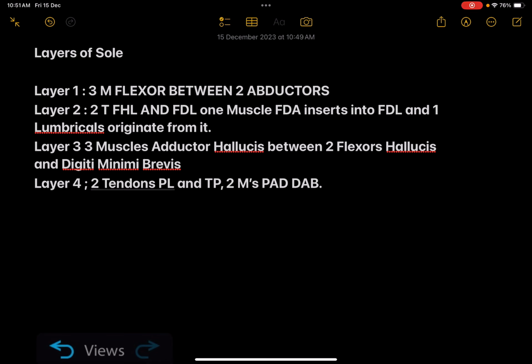Layer 3, again 3 muscles, but this time adductor hallucis between flexor hallucis brevis and flexor digiti minimi brevis. Layer 4, again 2 tendons, 2 muscles. Tendons are peroneus longus and tibialis posterior. The 2 muscles are palmar and dorsal interossei, which we call as palmar interossei adductors, dorsal interossei abductors, so we say PAD DAB.